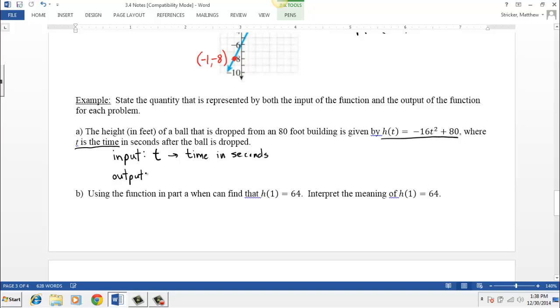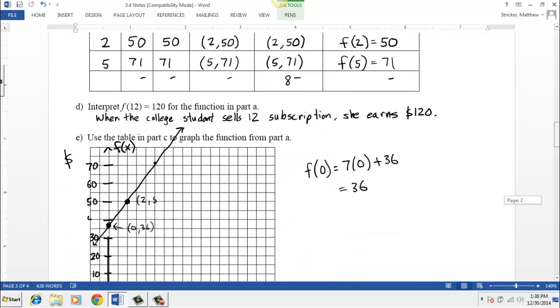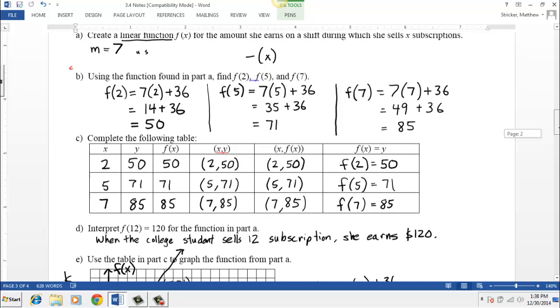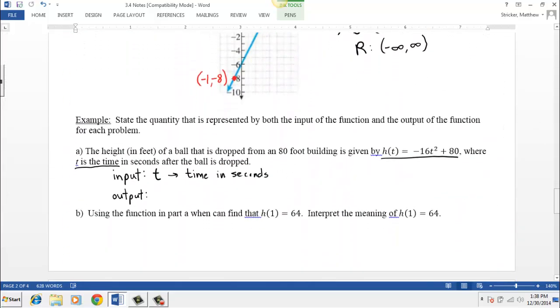What about output? What's the y value? What do we get when we plug in time? What does this function give us as the output? We go back and look at a previous example. Remember, in this function, when we inputted subscriptions sold, the output was dollars. Well, in this example, when we plug in time, t, our output is h of t. What does h of t stand for? The height. The height is h of t. That's why we use h for height. So the output is the height, h of t, in feet.